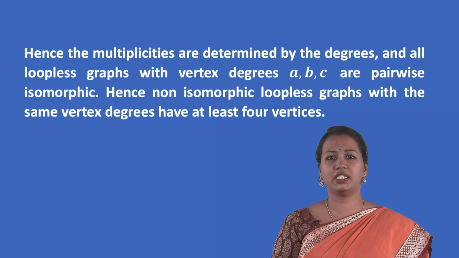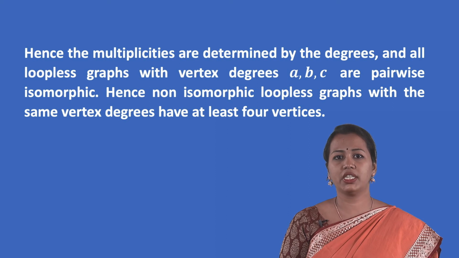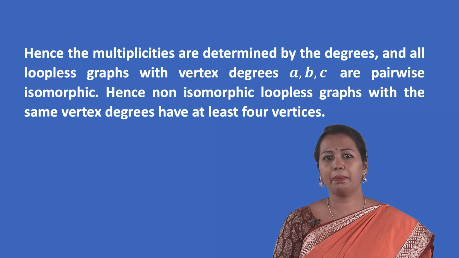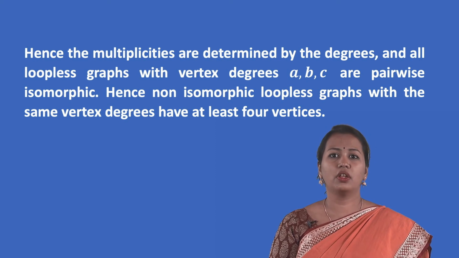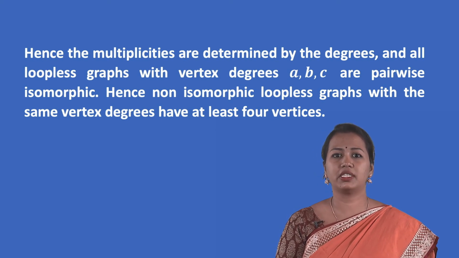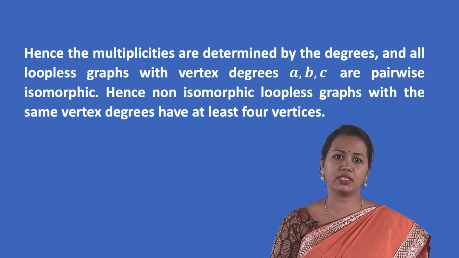Hence, the multiplicities are determined by the degrees, and all loopless graphs with vertex degrees a, b, c are pairwise isomorphic. Hence, non-isomorphic loopless graphs with the same vertex degrees have at least 4 vertices.